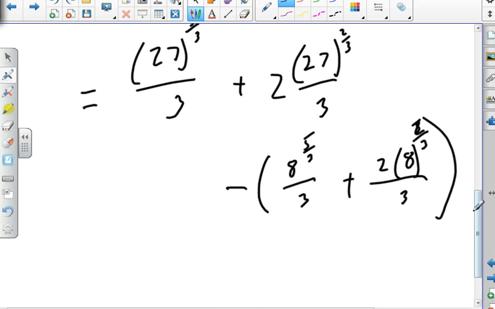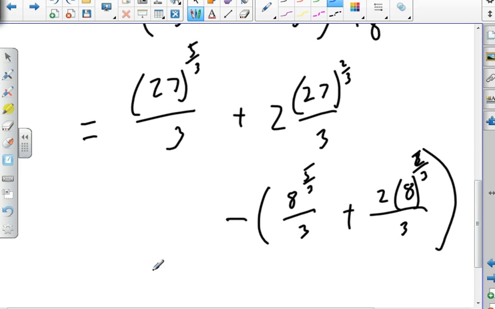Now at any moment we could just put it in our calculator and solve it, right? That would be a reasonable thing to do. The cube root of 27 is 3. So 3 to the 5th divided by 3 would be 3 to the 4th. So that would give us 81. So this guy's 81 plus, doing the same thing, 9 divided by 3 is 3, plus 6.